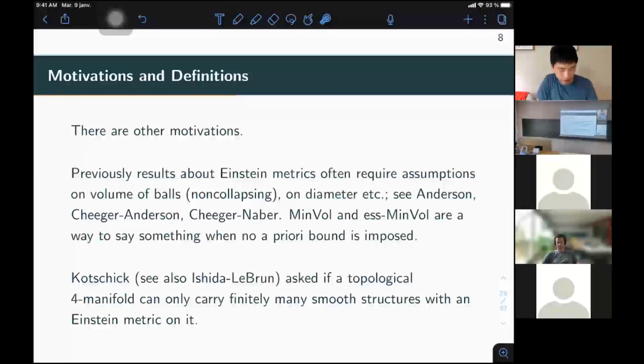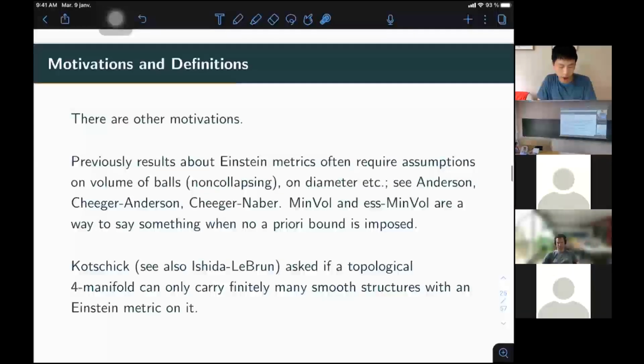Another question, which is due to Kotschick, is the following. He asked if a given topological closed 4-manifold can only carry finitely many smooth structures with an Einstein metric on it. And of course, that is true for all the known examples; there's no counterexample, right?